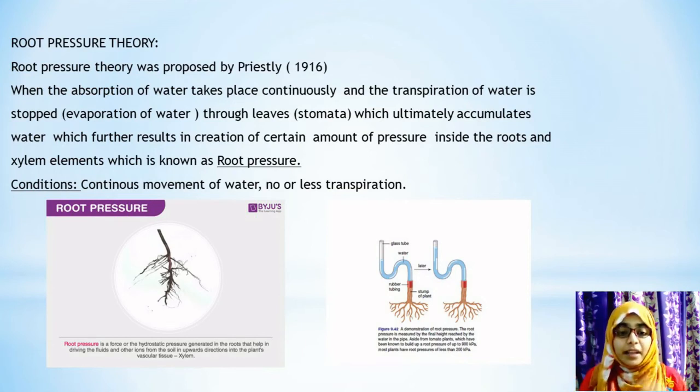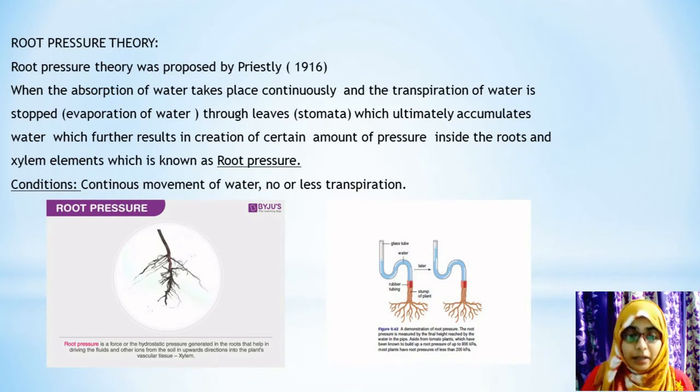You can see the similarity in the diagram, in the experiment by Priestley, where he removed the upper parts of the plant and just added a U-like tube structure to show the movement of water to a certain height. After some time, when there is continuous movement of water in the roots, what happened? The level of water increased. You can see the level of water is not the same in both diagrams. Why? Because pressure is created in the root.